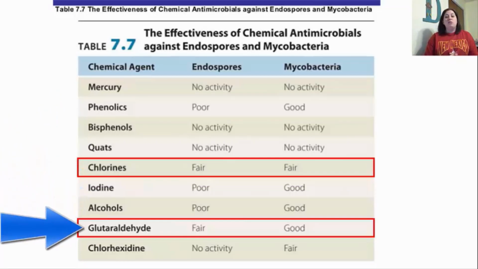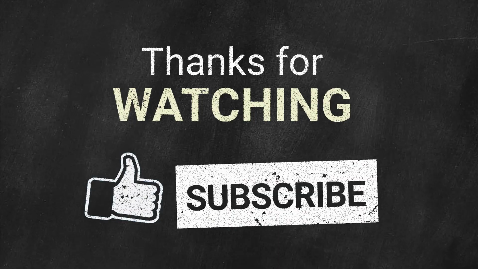We also see that glutaraldehyde is fair against endospores, but it's good against mycobacteria, so it's a good option as well if that's what you're looking at treating.